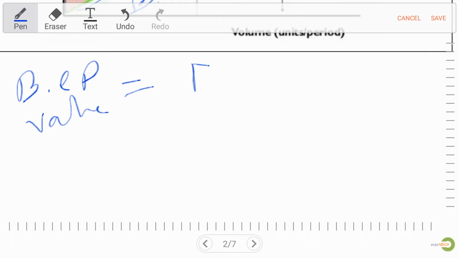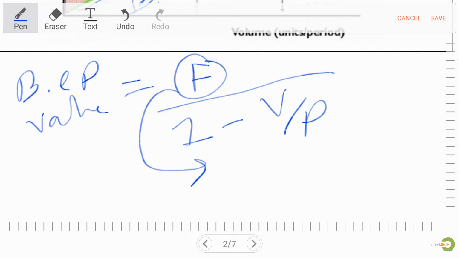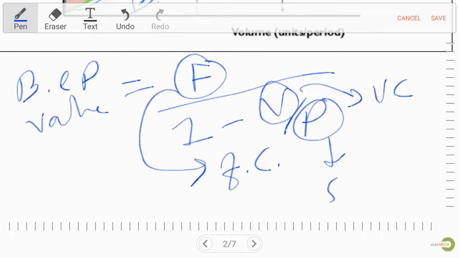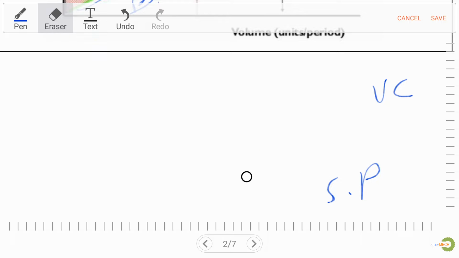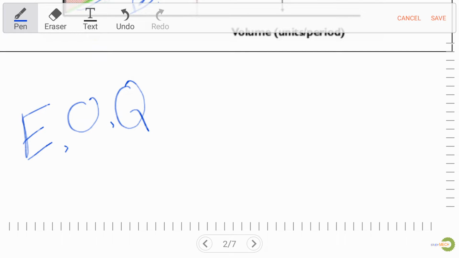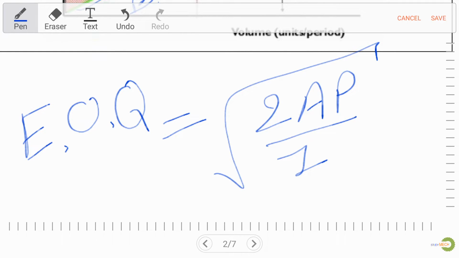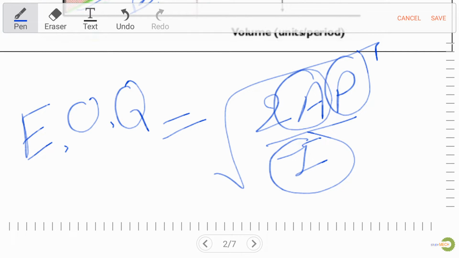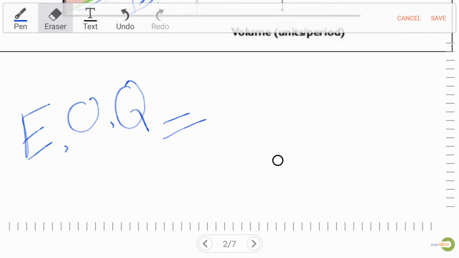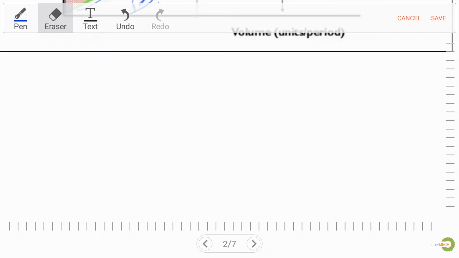Now the value at break-even point, there is one equation: F upon V minus V by P. Here F is the fixed cost, V is the variable cost and P is the selling price. Remember this equation. Now there is another equation that we have to remember, that is EOQ. EOQ stands for economic order quantity, and the equation is square root of 2AP divided by I. Here I is for inventory cost, P is for purchasing cost, and A is for annual cost, we can say. So remember both equations, very important equations.